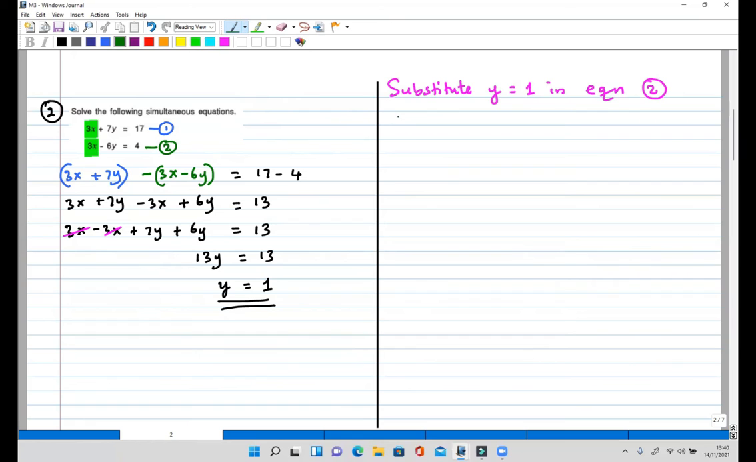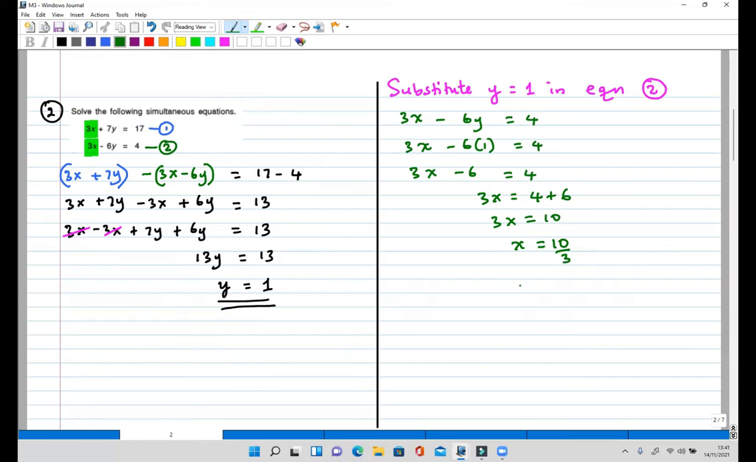So equation number 2 is 3x minus 6y is equal to 4, and y is 1. So we have 3x minus 6 times 1 is equal to 4. So 3x minus 6 is equal to 4, and 3x is equal to 4 plus 6. Okay, so we have 3x as 10, and x will be 10 divided by 3. This is the same as 3 and a third. So that will be the value of x.